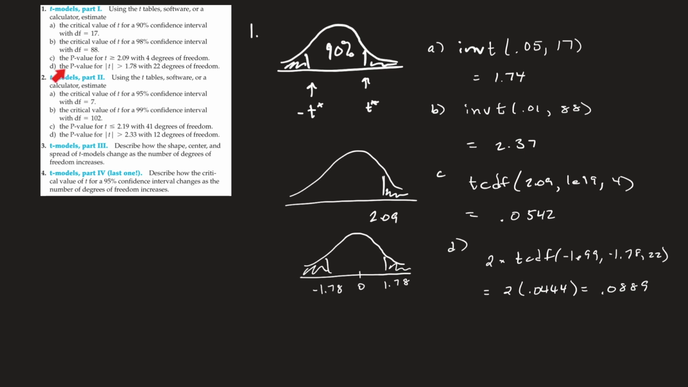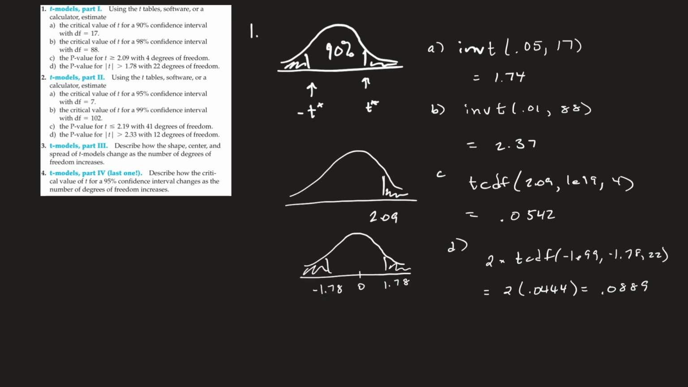With D, we throw in this absolute value. What that really means is you have any t-score with an absolute value greater than 1.78. Well, that would mean 1.79. That would mean even negative 1.79. So that means I'm going out both tails beyond 1.78 or negative 1.78.